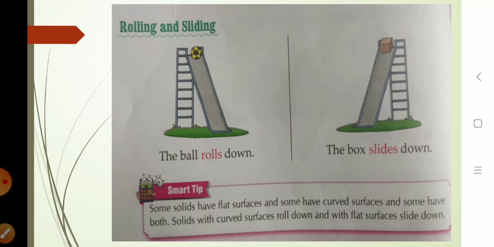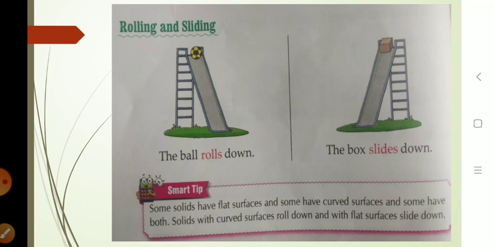Some solids have flat surface. Here a smart tip is given. Some solids have flat surface and some have curved surface and some have both. Solids with curved surface roll down, with flat surface slide down. Yes, some solids have flat surface and some have curved surface.